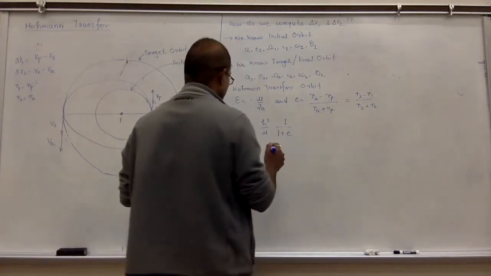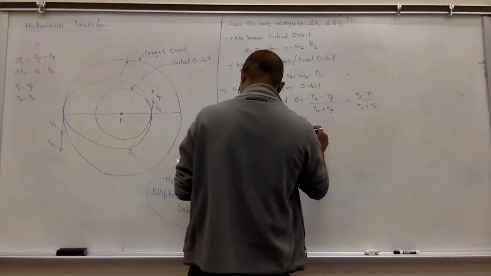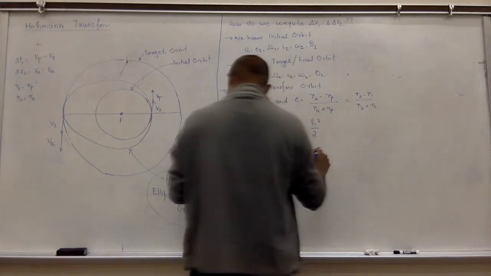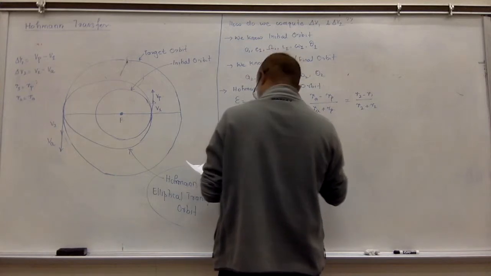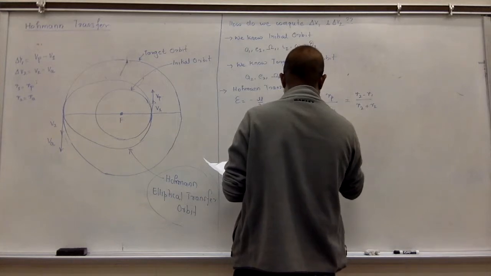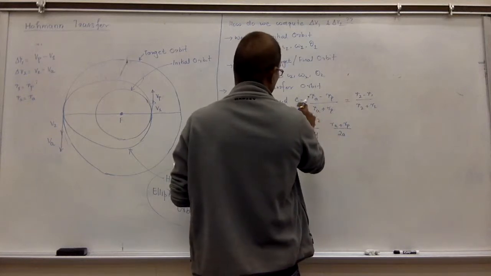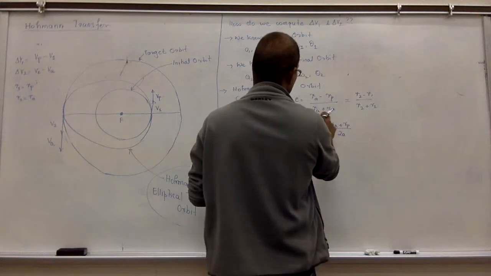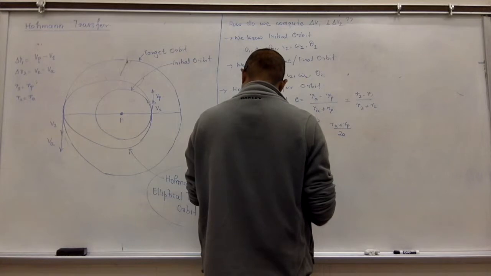So you have this, which can simply be written as h squared over mu, RA plus RP divided by 2. I've just substituted for this E here and got this. And this RA plus RP is simply 2R.